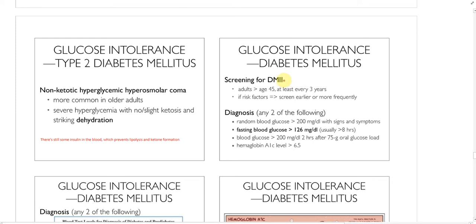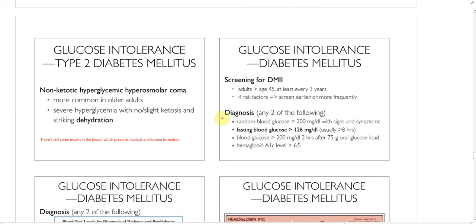For screening of diabetes, we're going to screen all adults over the age of 45 every 3 years because of just how common diabetes is. But if they have any risk factors like a family occurrence of diabetes, or risk factors other than genetic inheritance, then they're going to be screened earlier and more frequently.